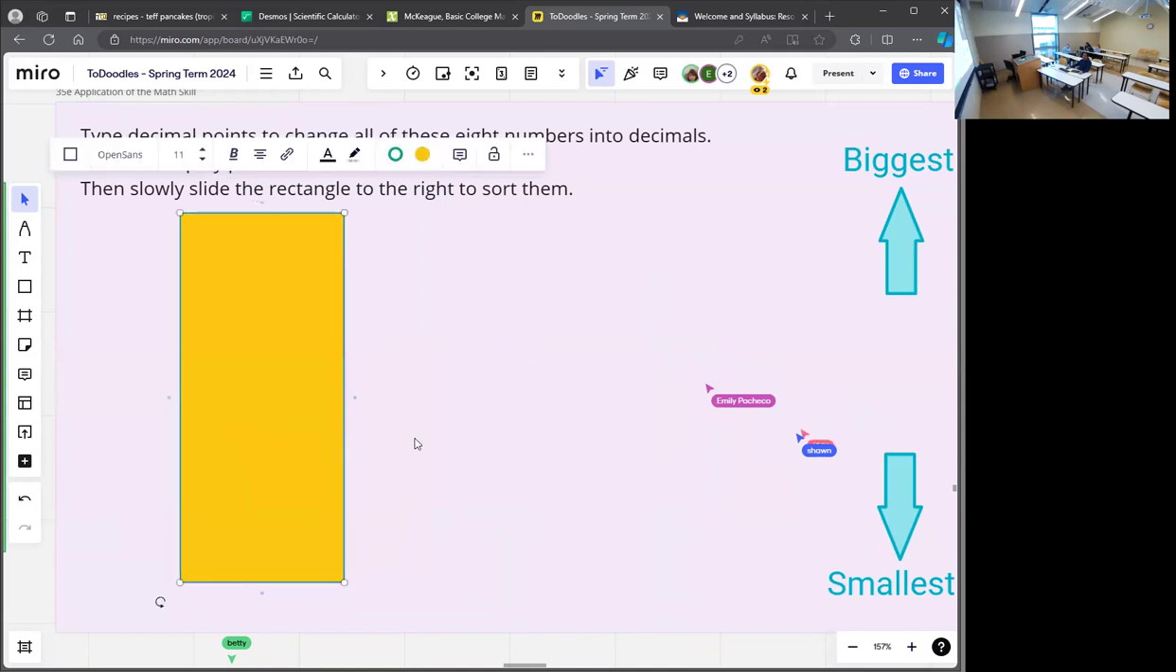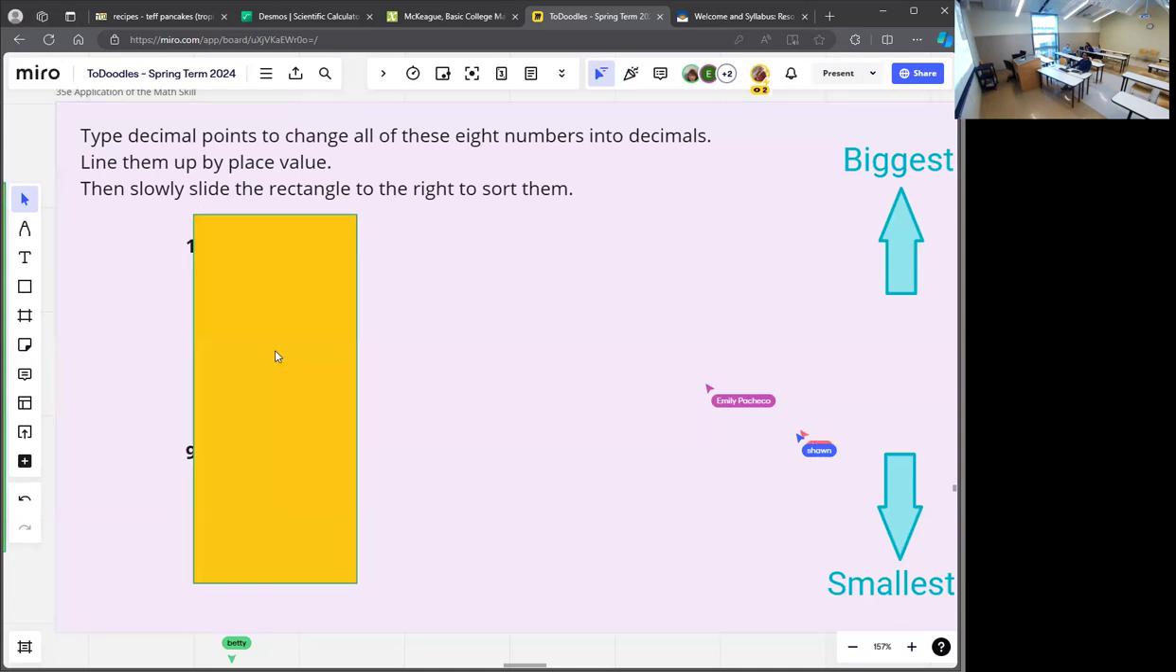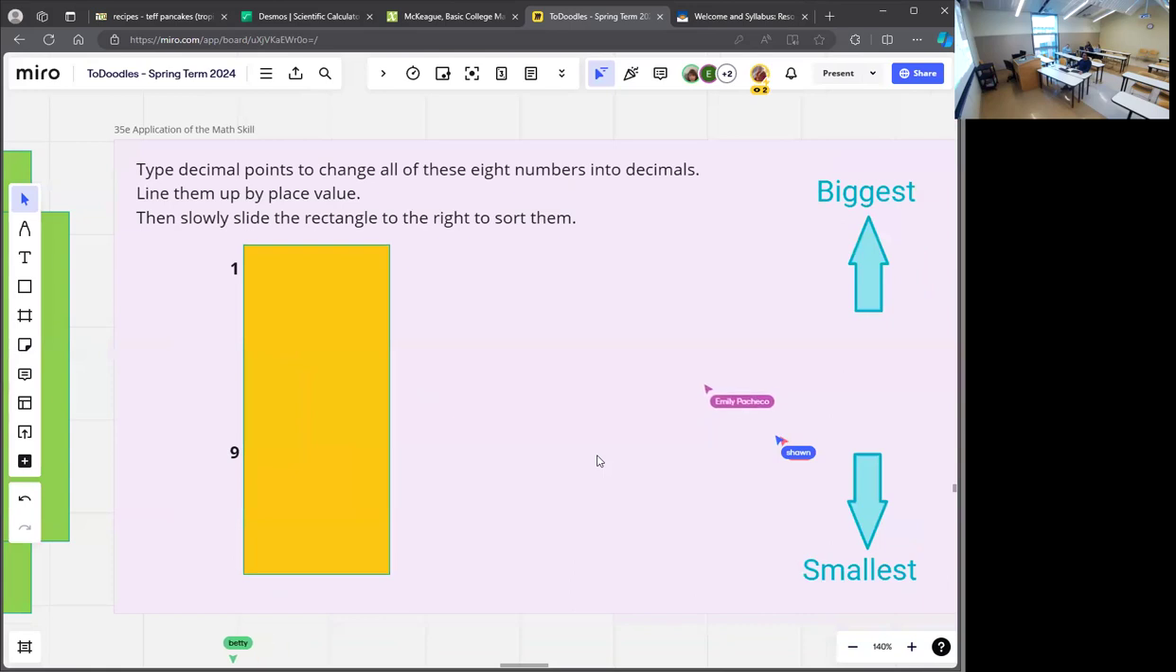Okay, now let's see if the sorting works. Everyone ready? So I'll slide this over. We have a 9 and a 1 that we can see. Since we lined it up, it should work. The 9 is definitely the biggest number, whatever else is there, and the one starting with a 1 is going to be next biggest. So go ahead and grab those.